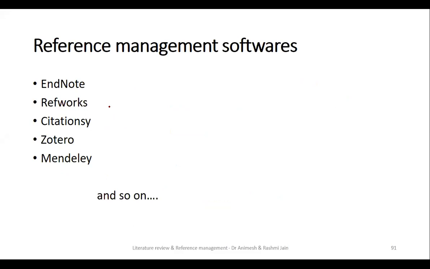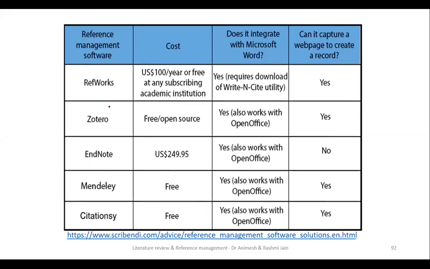Now let's come to reference management software. There are many of them: EndNote, RefWorks, CitationC, Zotero, Mendeley, so many. Usually Zotero and Mendeley are the ones which are commonly used. Zotero and Mendeley both are free. They are also available as a download. Today I will discuss a little about Mendeley. Mendeley has certain more advantages compared to Zotero as well. EndNote is paid, or sometimes some of the institutions might have subscribed, usually in the West, or you might get some one month or something free. RefWorks is another paid one.